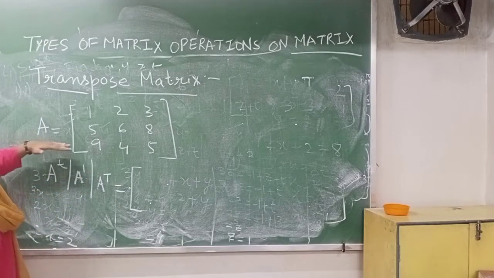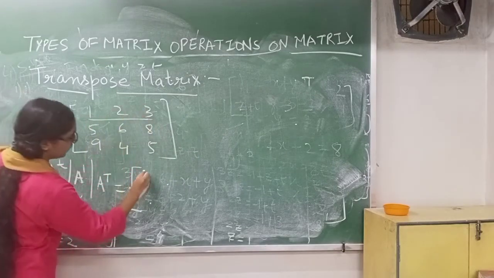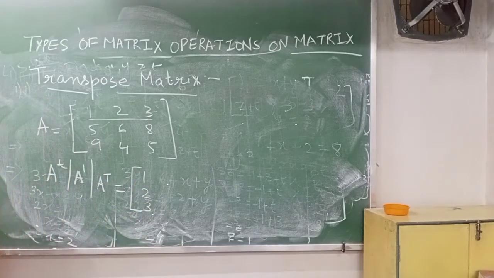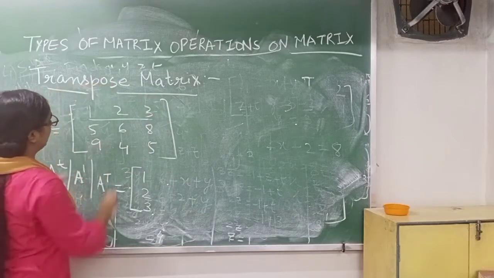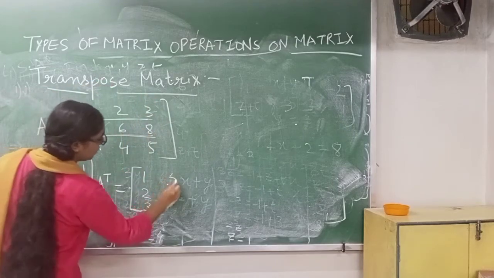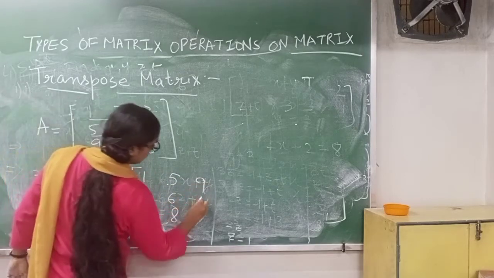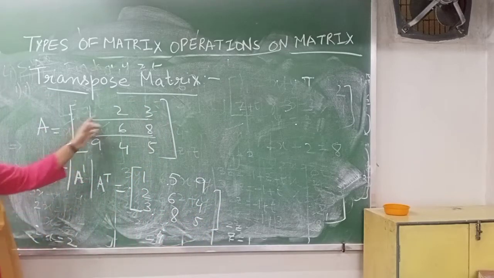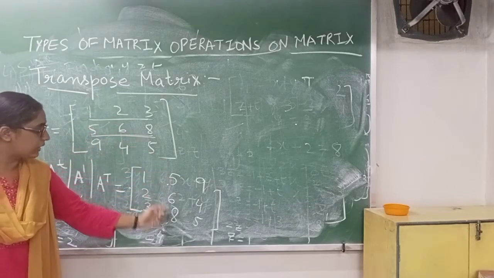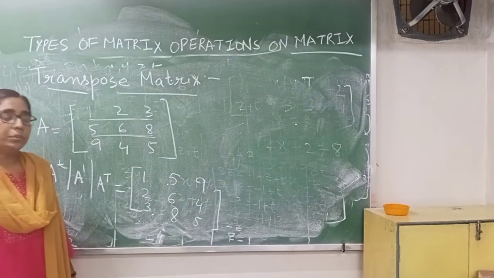Now what will happen if I want to change this matrix to a transpose matrix? What I will do, first row is this 1 2 3, this row will become a column, it will become 1 2 3, okay. What I am doing is just making this horizontal one vertical. Now the second row is 5 6 8, it will become 5 6 8. Now 9 4 5, this row will become 9 4 5, okay. So what I have done, are you understanding? First row will become first column, second row will become second column, and third row will become third column. This is nothing but the transpose matrix, okay.